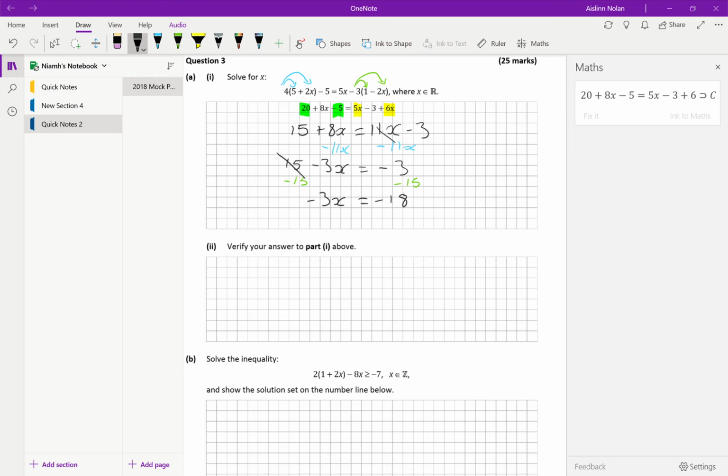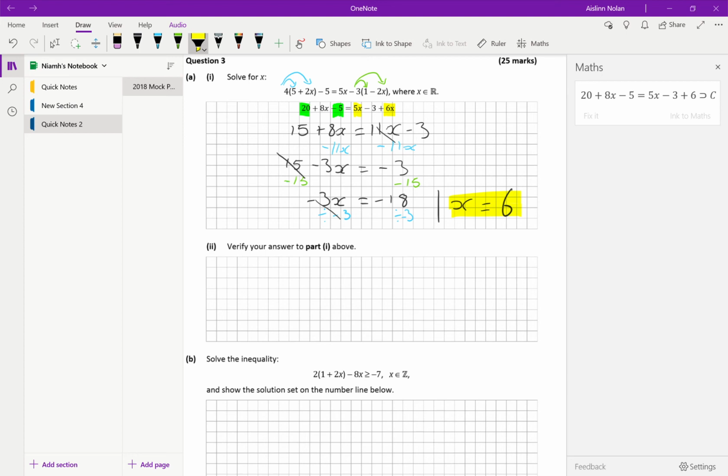Be careful here, I know a lot of you are inclined, if you see this minus 3, to add it to the other side, but it's attached onto this x, which means we need to divide by minus 3 to get rid of that. So x is equal to minus 18 divided by minus 3, which is 6. And that means our answer, if you can highlight it, is x equals 6. Okay, that's part 1 done.